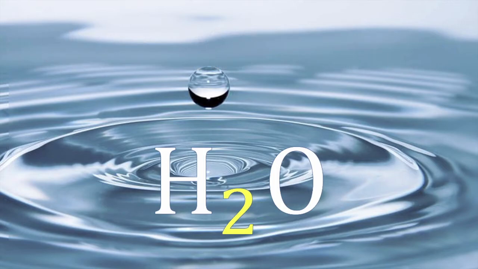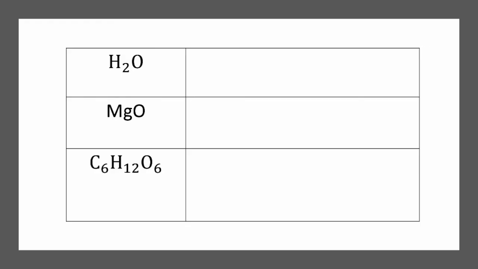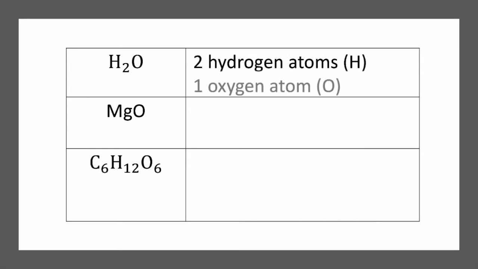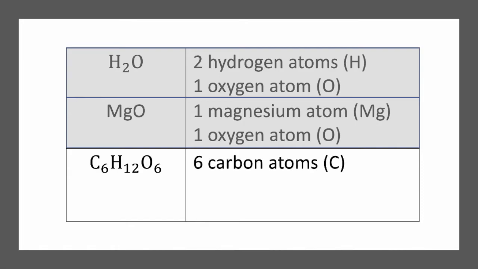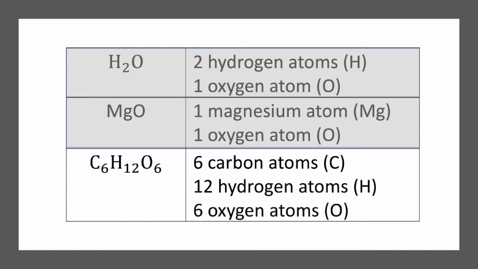Here are some examples. In H2O, which is water, we have two hydrogen atoms and one oxygen atom. In magnesium oxide, which has the chemical formula MgO, we have one magnesium atom and one oxygen atom. In glucose, which has the chemical formula C6H12O6, we have 6 carbon atoms, 12 hydrogen atoms, and 6 oxygen atoms. And we will talk about chemical formulas in more detail in another video.